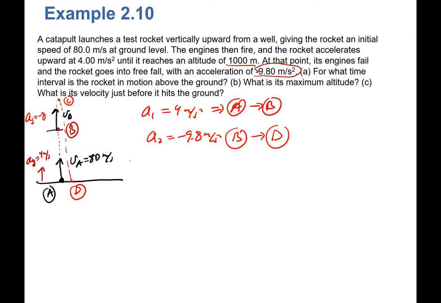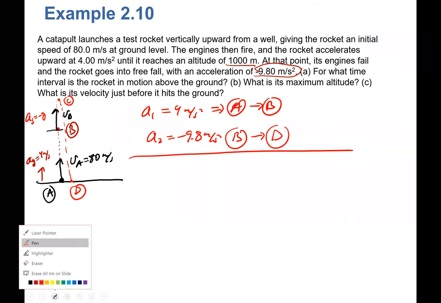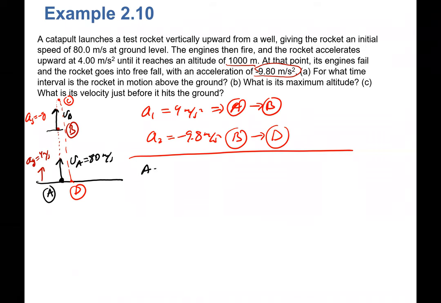So let's do this. First, we look at from A to B. Because from A to B, I have the velocity at A, which is 80 meters per second. I have acceleration one, which is 4 meters per second squared. And I have the position of A as zero, and the position of B as 1,000 meters.